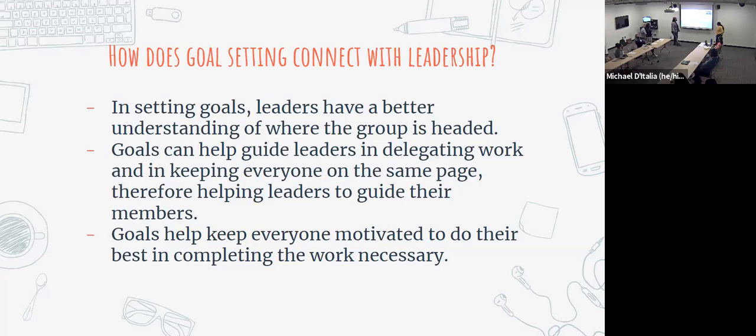And then how does goal setting connect to leadership? So like I said earlier, as a leader, setting goals for the group gives an understanding of where the group is headed, and it makes things clearer for the group. So I work for a nonprofit in Camden called Be a Lead, and we make goals as a group. Well, the leaders of each specific part make goals for each team just to make things clearer for us.